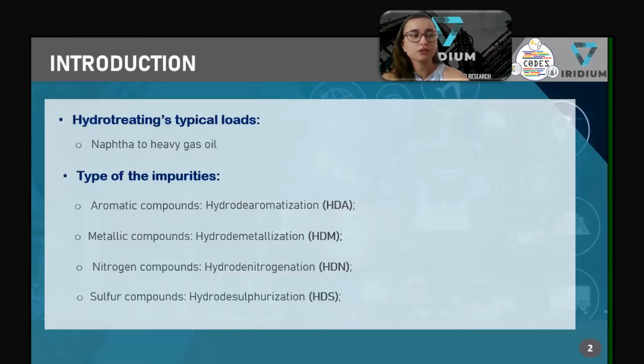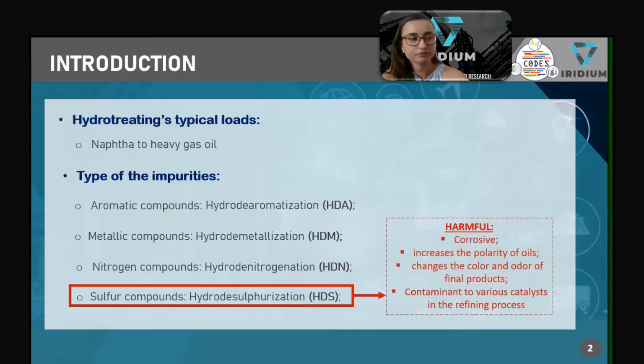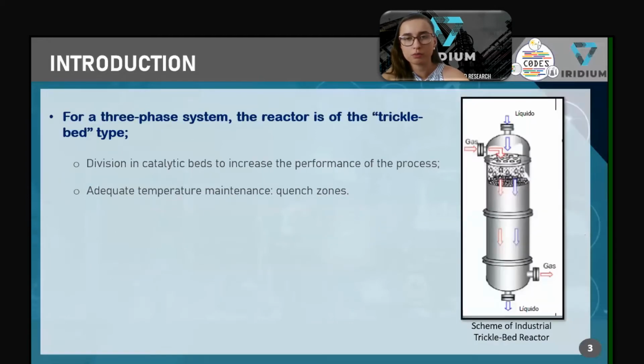hydrodenitrogenation, hydrodeoxygenation, and hydrodearomatization. Among the oil impurities, sulfur proves to be harmful because it is corrosive, increases the oil's polarity, causes color change of final products, and it is a contaminant to several catalysts in the refining process.